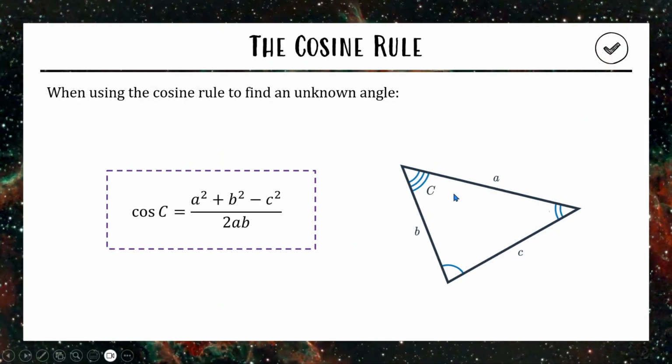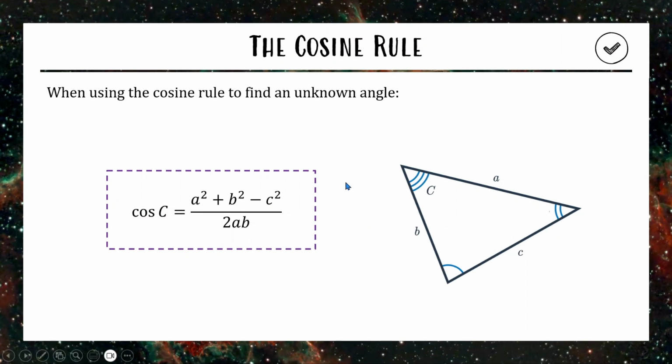So like I said, when you have all three sides of any triangle, this is the formula we can use to find an unknown angle C. Whereas with the sine rule from the previous video, we needed to know one of the other two angles first to find the unknown angle. With the cosine rule, we only need three side lengths. So it's different formulas for different scenarios.